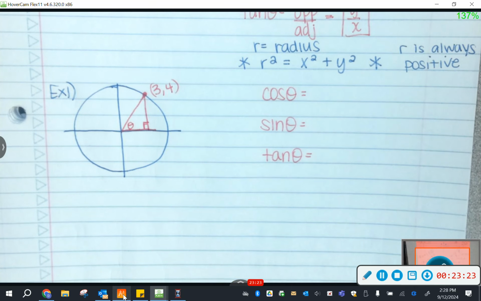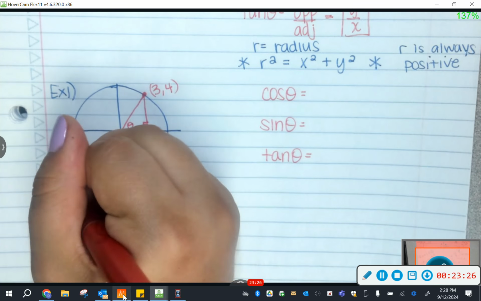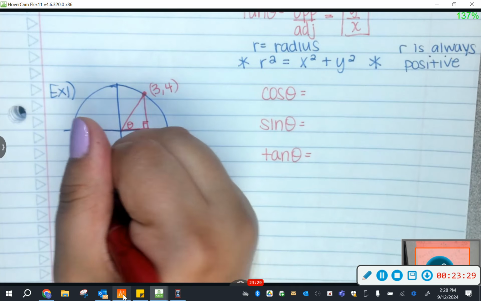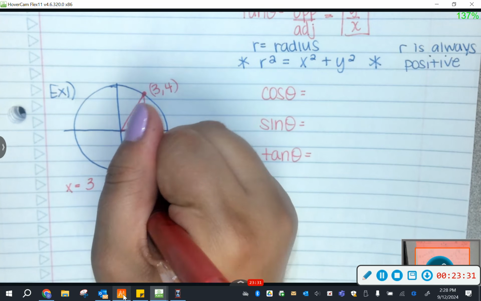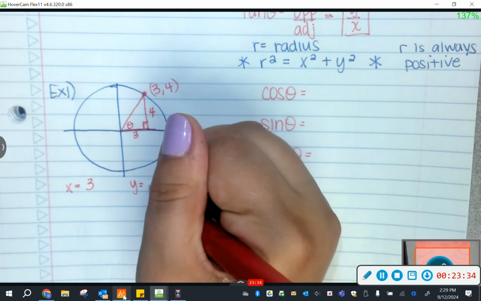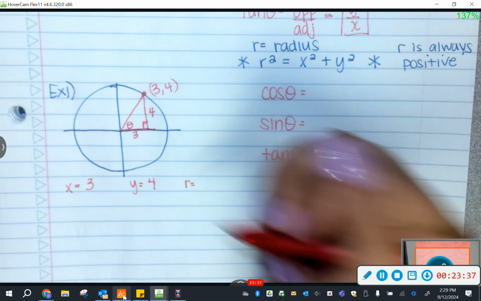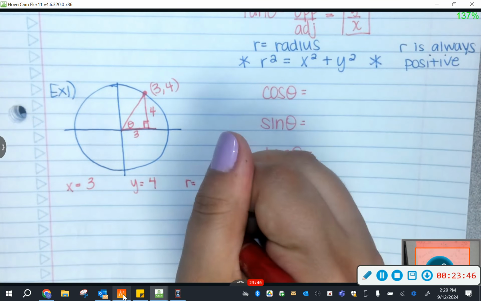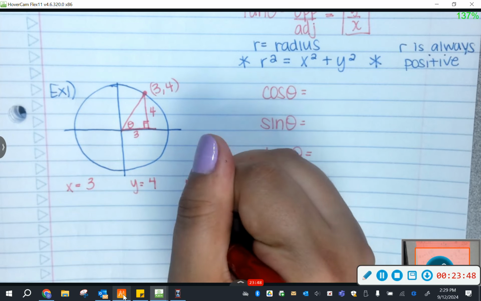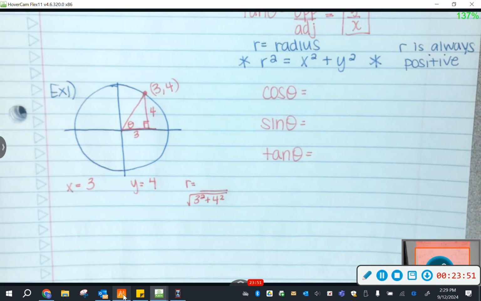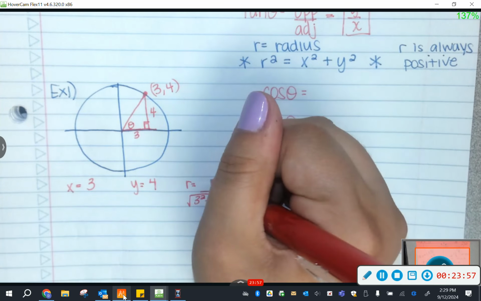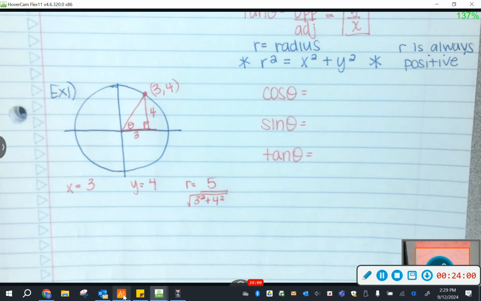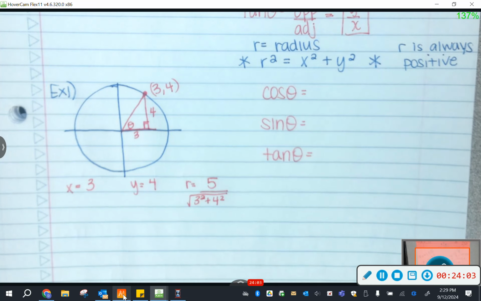Let's make a right triangle. What does my x equal? 3. What does my y equal? 4. And we need to know r. What does r equal? We could do 3 squared plus 4 squared and square root it. Or if we have 3 and we have 4, that's a Pythagorean triple. We know it's 5. Either way, you're going to get the same answer.